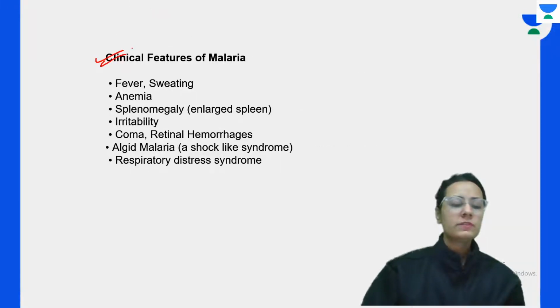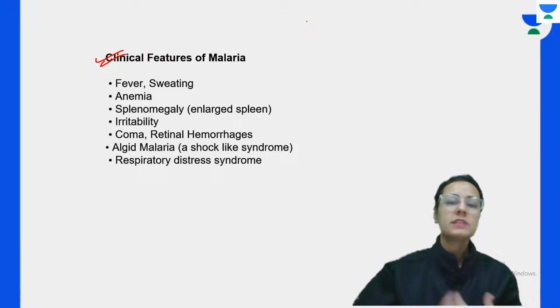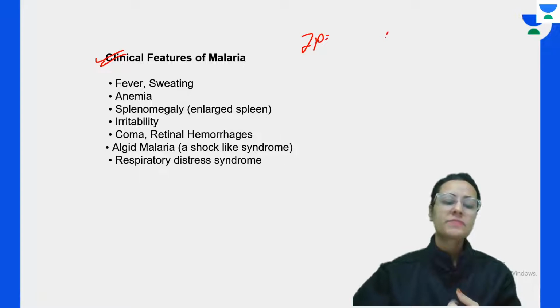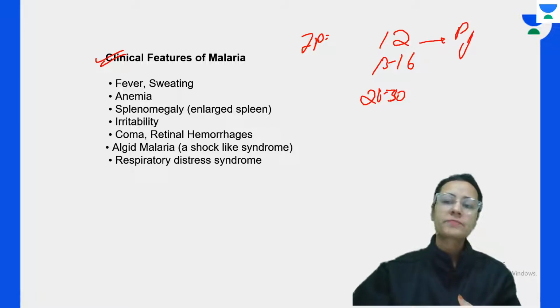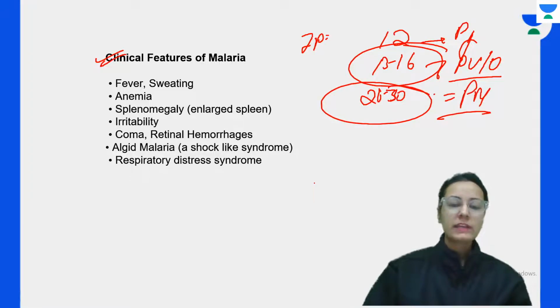Clinical features: fever and sweating, that is a febrile paroxysm, which is synchronous with the release of the merozoites from the RBCs. And what is the incubation period? 12 days for Plasmodium falciparum. For vivax and ovale, it is 13 to 16 days, and 28 to 30 days for malariae. Diagnosis, how do we do?